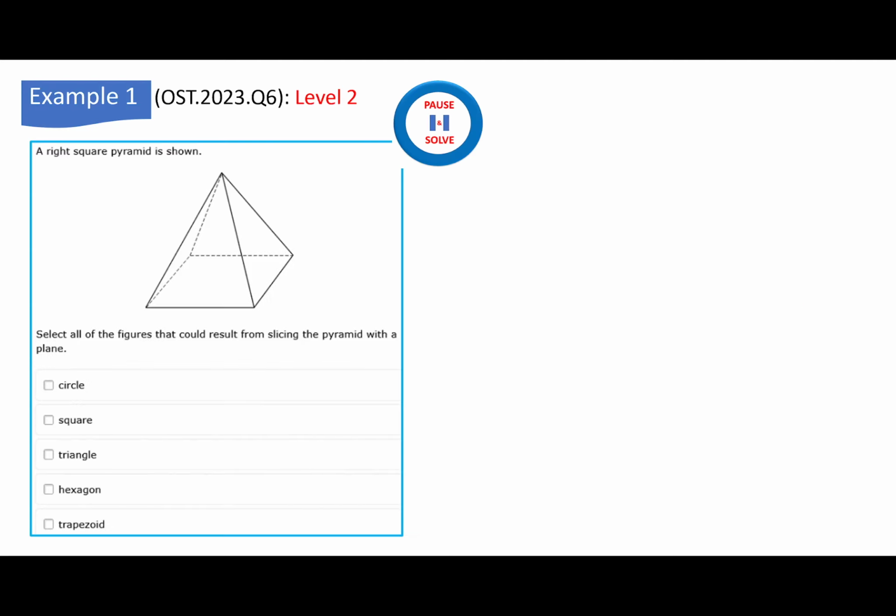Example 1. A right square pyramid is shown. Select all of the figures that could result from slicing the pyramid with a plane. So select all, meaning more than one possible answer, okay? And you have here options to select it the way you want.